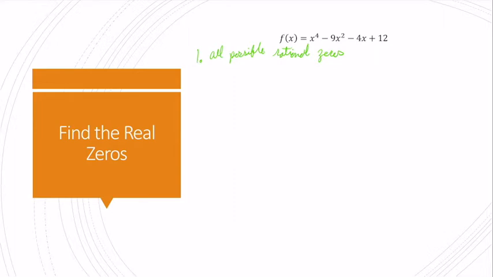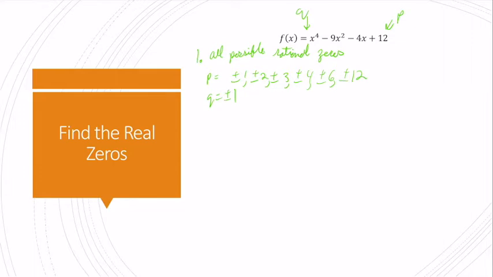So I have 12. The factors of 12 are my p's, and the factors of 1 are my q's. So p is plus or minus 1, plus or minus 2, plus or minus 3, plus or minus 4, plus or minus 6, and plus or minus 12. Oh my gosh, that's a lot of factors. But I think we'll be okay because my q is just 1.